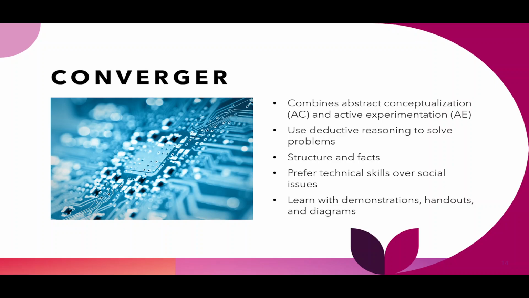The Converger combines abstract conceptualization and active experimentation. They prefer to solve problems with deductive reasoning. They prefer structure and facts. They also prefer technical skills over social issues. They learn best with demonstrations, handouts, and diagrams. They do well in specialized positions or technology. Plan learning activities that involve problem solving, experimentation, or simulation.